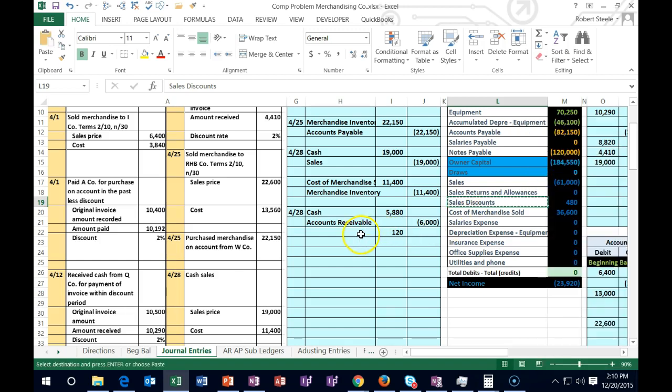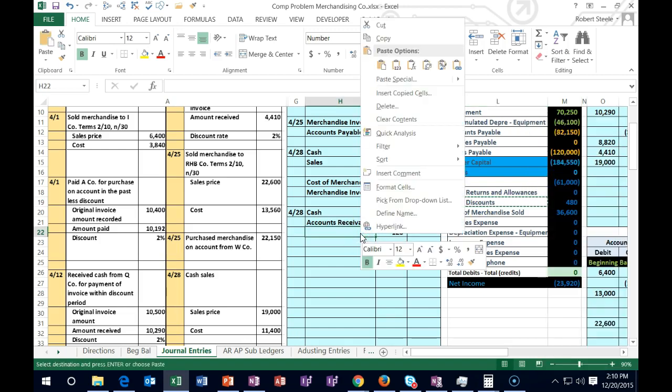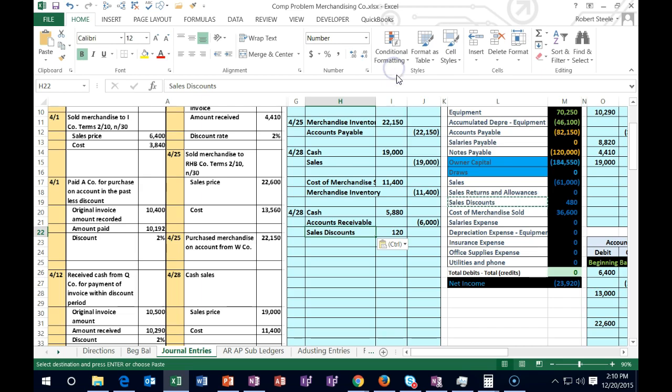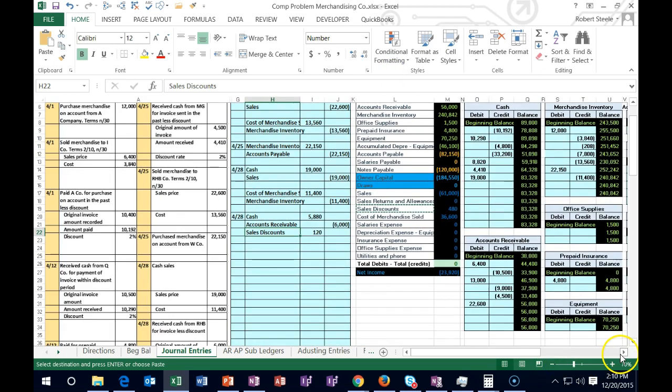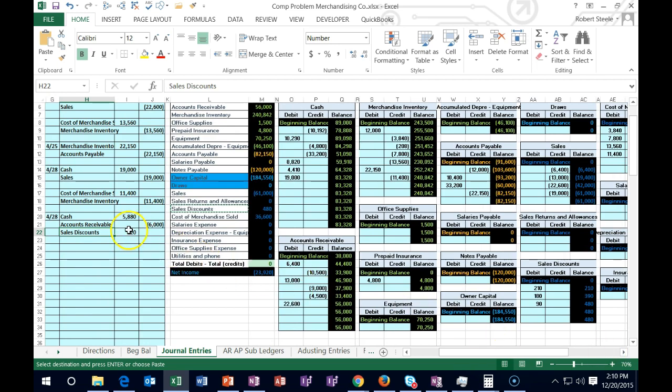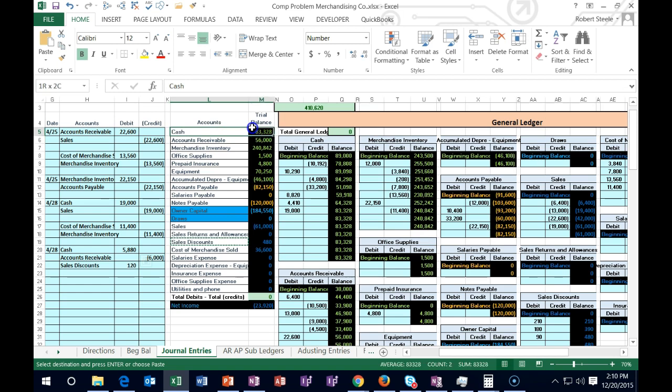Copy that. We're going to paste that down here in H22, right click and paste it 1, 2, 3. Going to make this a little bit smaller, back down to 70 so we can post this out. We're going to scroll back over here. First account being cash. Cash will be our first account on the trial balance, first account on the general ledger. Here it is down here.